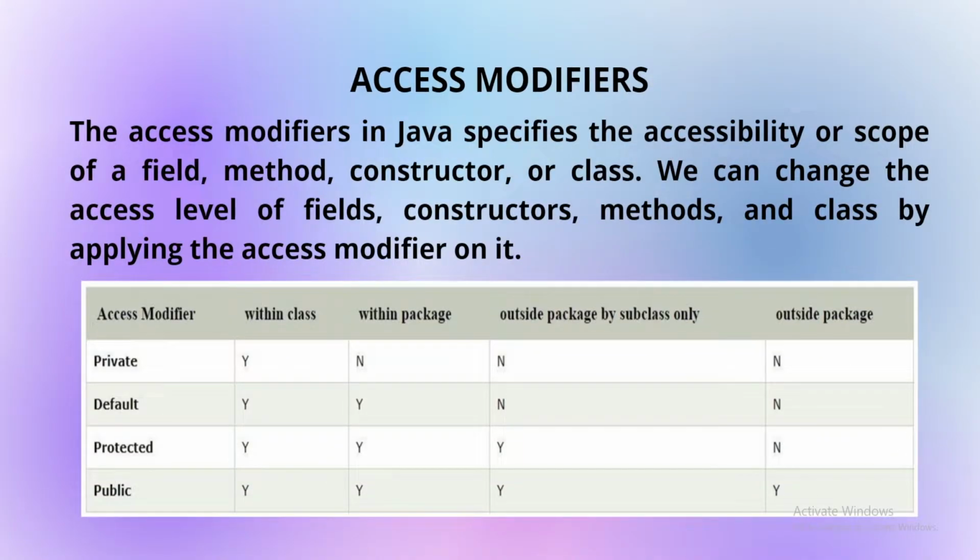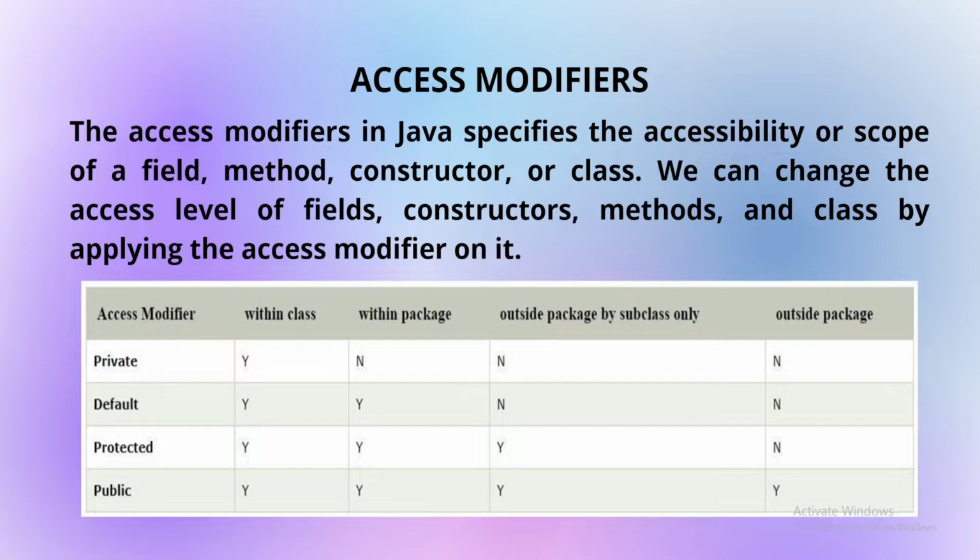The access modifier in Java specifies the accessibility or the scope of a field, method, constructor, or a class. We can change the access level of the field, constructor, method, and a class by applying the access modifier to it. What do you mean by this? It means that whenever you're creating a program, you can give the accessibility of that particular program to only particular classes, to only particular constructors, to only particular methods, or to a particular field.